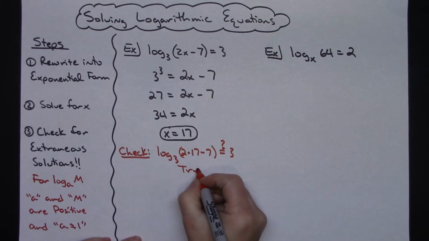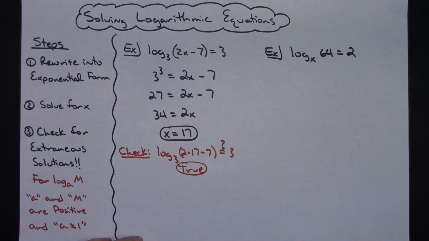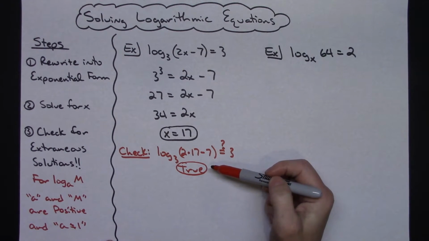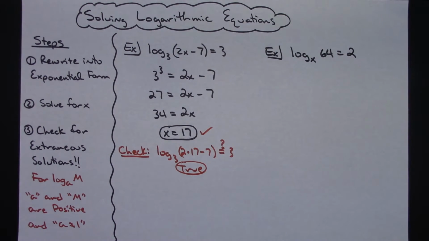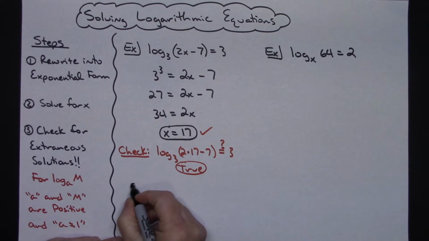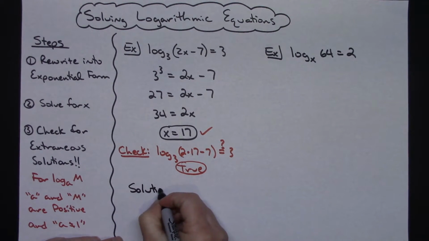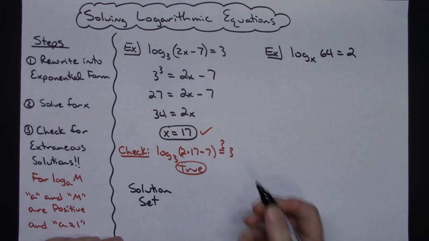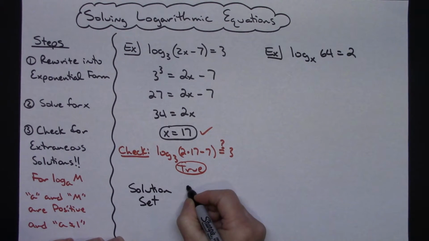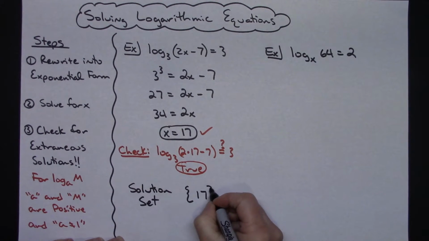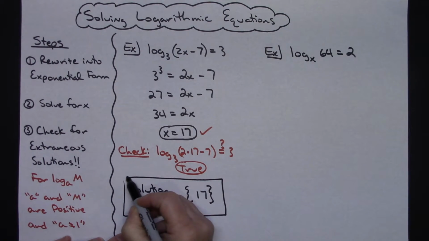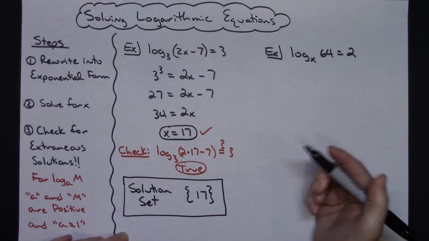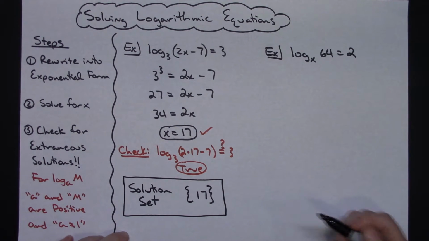You could check it by hand like I just did. You could also check it on a calculator. Any way you want to do that is going to work. Since this is true, then yes, my answer of 17 does work. A lot of times at this point you're going to need to write your answer in the form of a solution set. So you'd use your set brackets, 17, and then close your set brackets. That just depends on what your teacher wants, x equals 17 or written as a solution set.